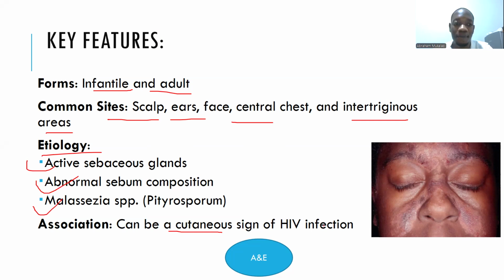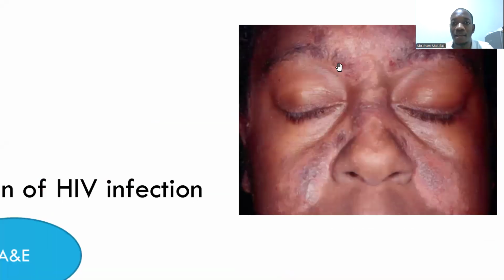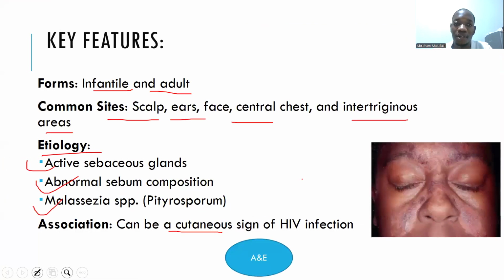infection. As you can see in this picture, if I magnify for you, we see this scaling around the eyebrows, with the erythema, also around the minor areas of the face, and all these areas have a lot of sebum, and this is where we usually see the seborrheic dermatitis. It's actually very common for you to see.